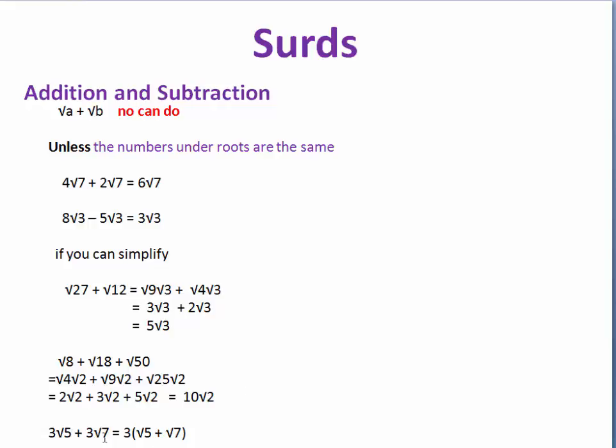Here we can take the 3 out, we can factor out the 3 and put the square root of 5 plus square root of 7 in brackets. If we multiply out the brackets, you can see we get 3 square root of 5 plus 3 square root of 7. So if we've got the same number, when we're adding, we can factor out that number.